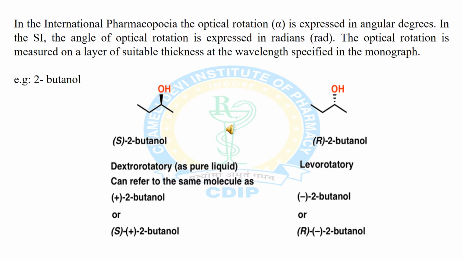In the next slide, according to the International Pharmacopoeia, the optical rotation is expressed in angular degrees, whereas in SI units, the angle of optical rotation is measured in radians. The optical rotation is measured on a layer of suitable thickness at a wavelength specified in the monograph for the particular drug. For example, 2-butanol is an optically active compound showing positive as well as negative optical isomerism.